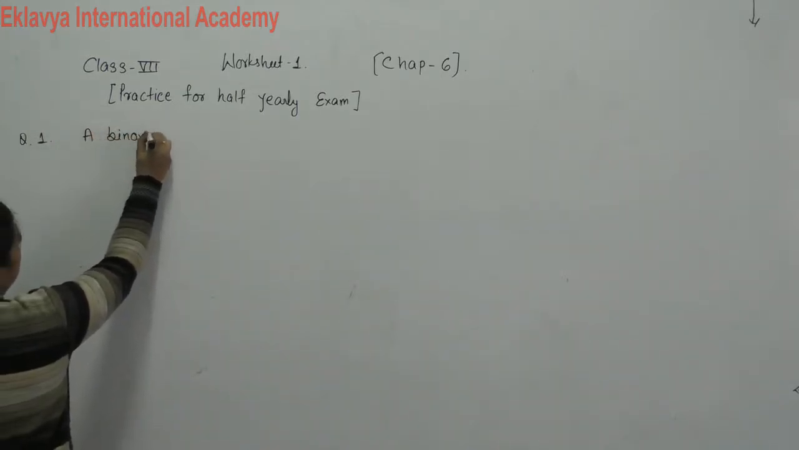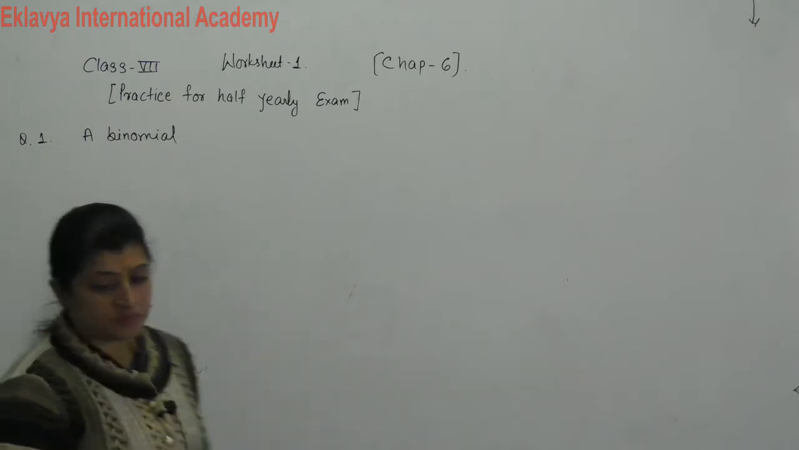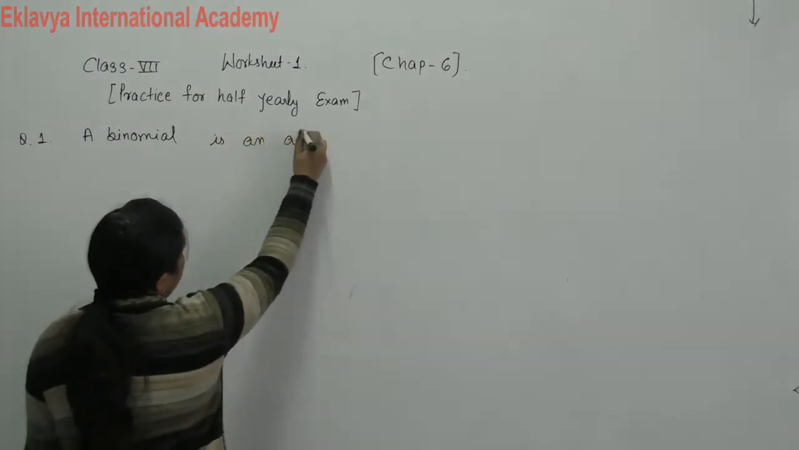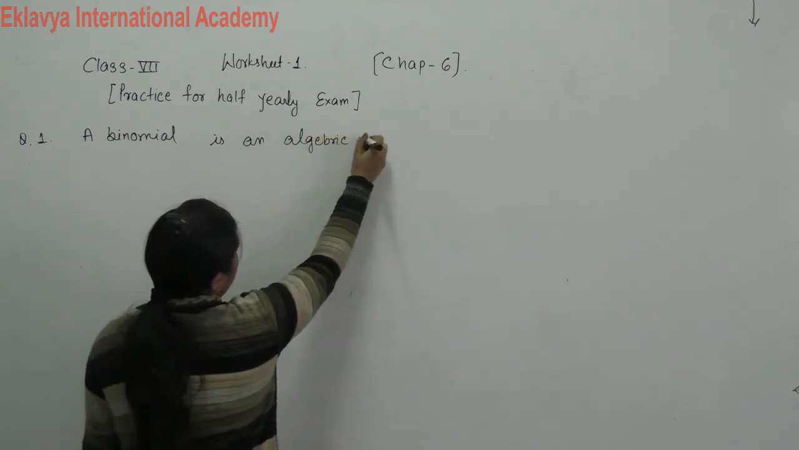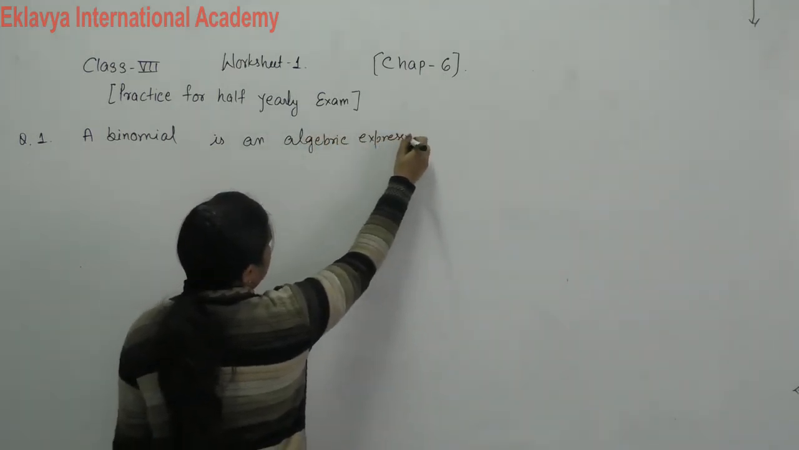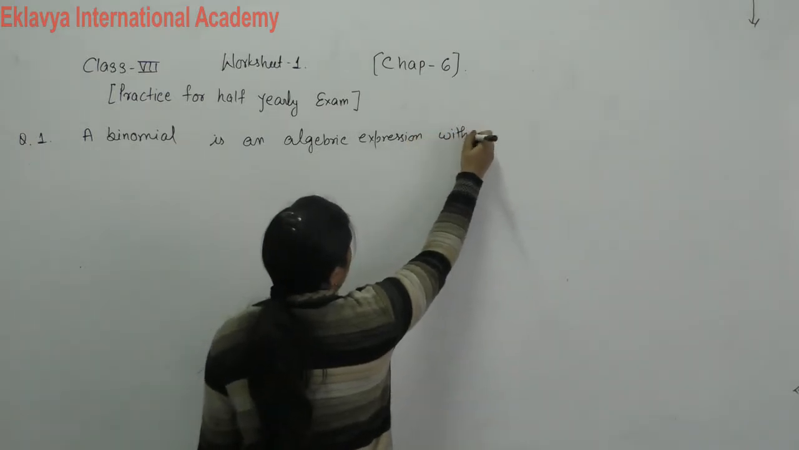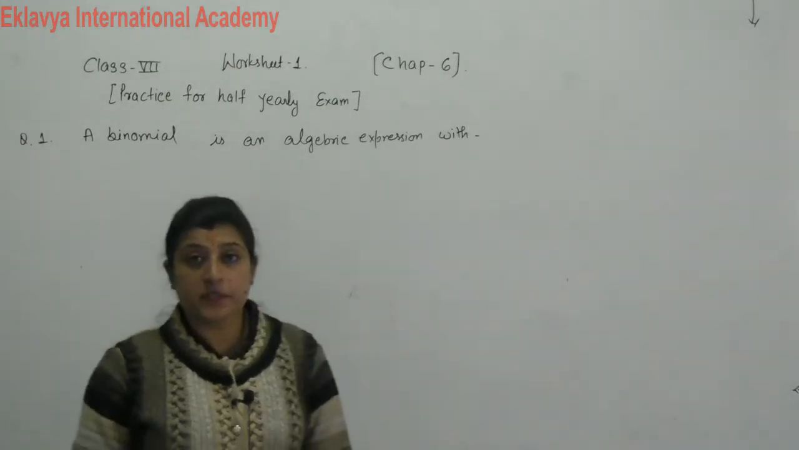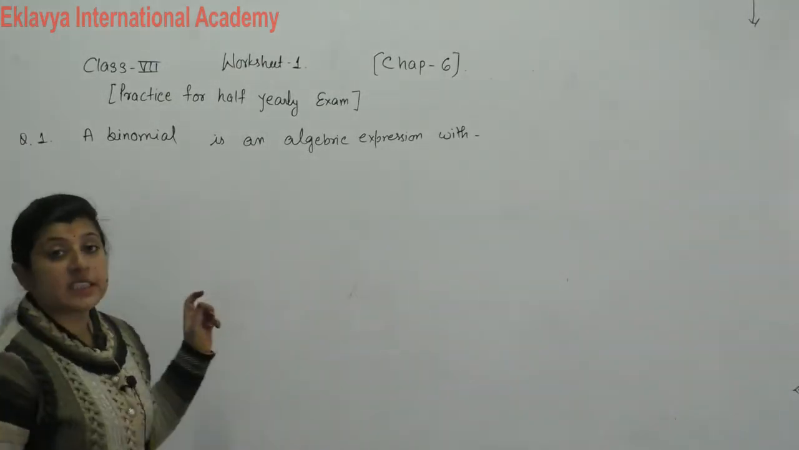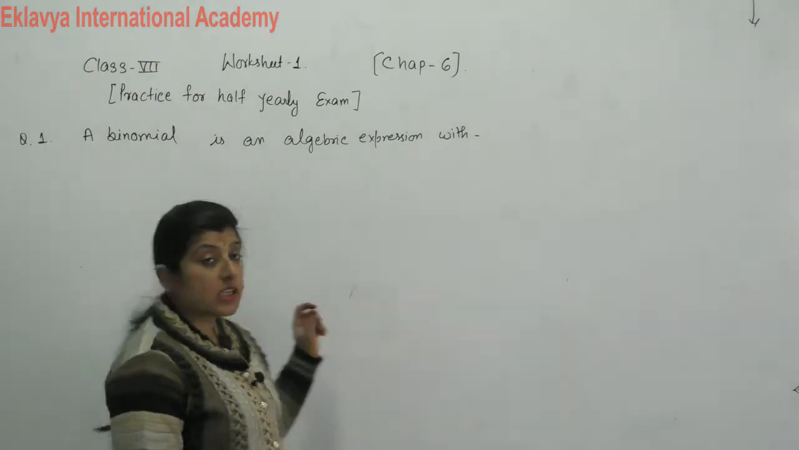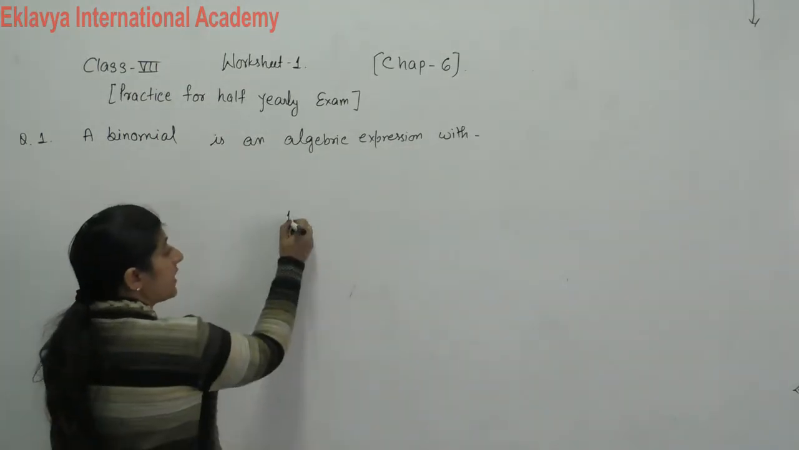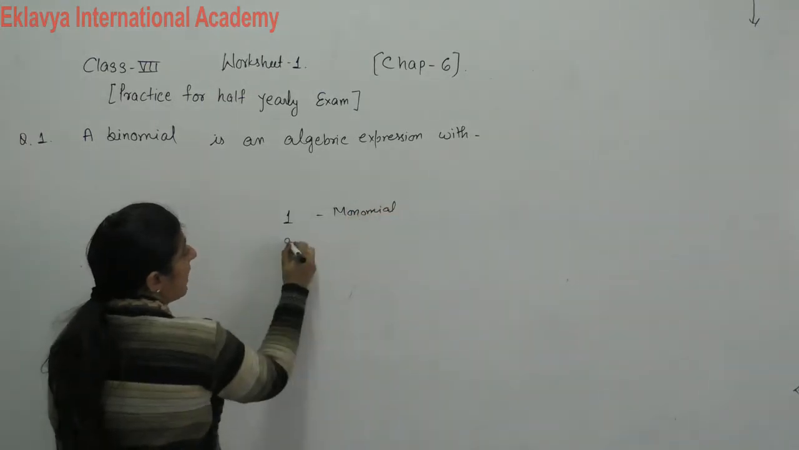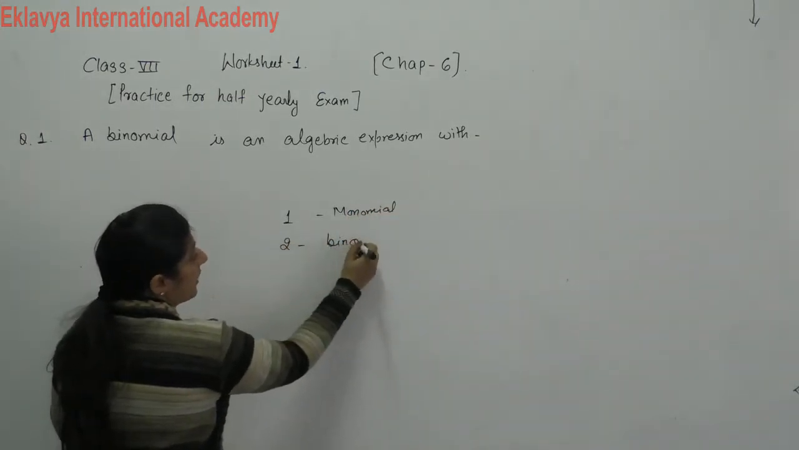A binomial is an algebraic expression with... कोई भी बाइनोमियल है. बाइनोमियल किसी भी एल्जेब्रिक एक्सप्रेशन को बाइनोमियल नेम कैसे दिया जाता है? This is according to terms. If we have one term then it is called monomial. If we have two terms then it is called binomial.